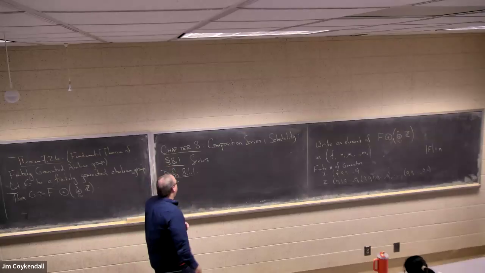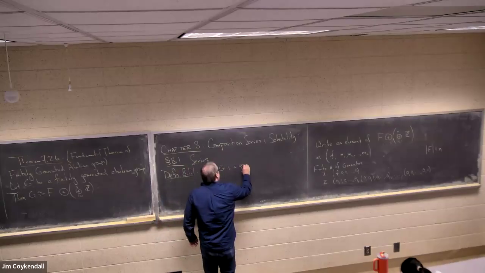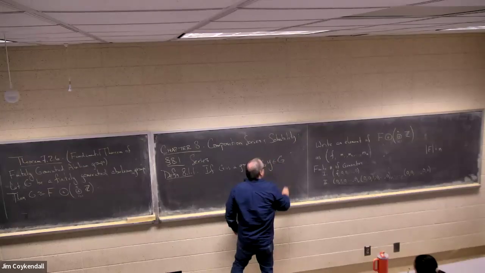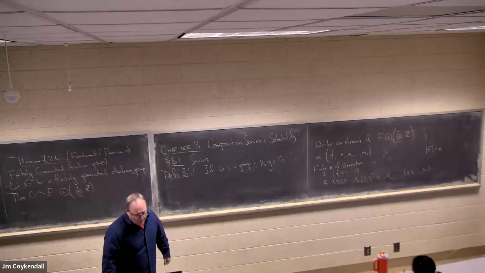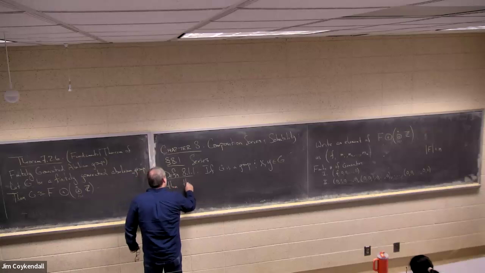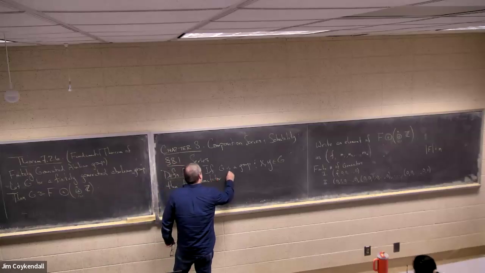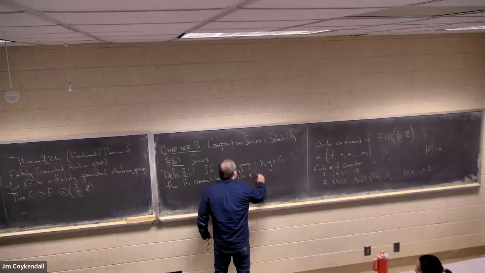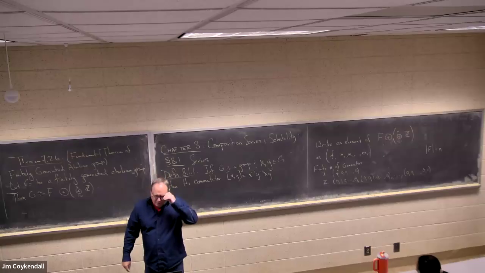If G is a group, and x, y are elements of G, then we can form the commutator, which is defined as x inverse y inverse x y. And this is an old friend that we've seen from homework.